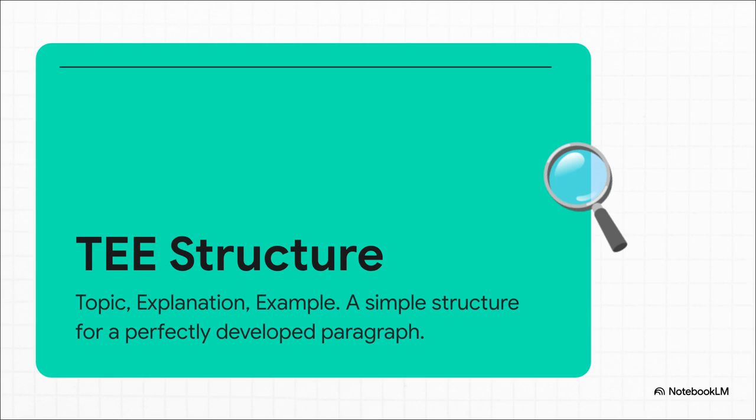Now, for the heart of your essay, the main body paragraphs. The secret here is a simple structure we call TEE, topic, explanation, example. You start with a clear topic sentence that introduces your first main idea. Then you explain it in more detail. Why is it important? And finally, you support it with a specific example. This TEE structure guarantees a perfectly developed paragraph.